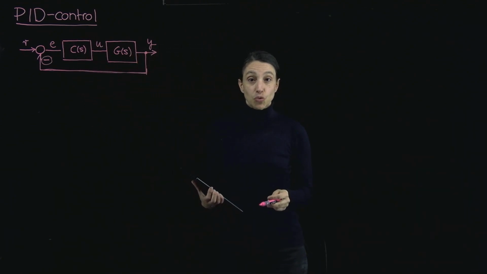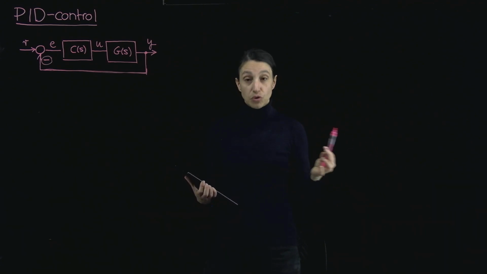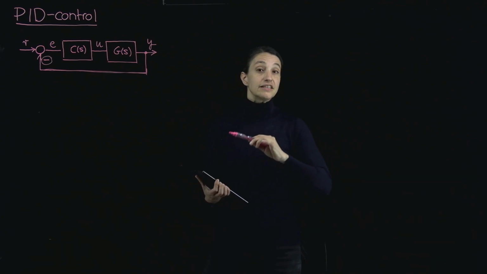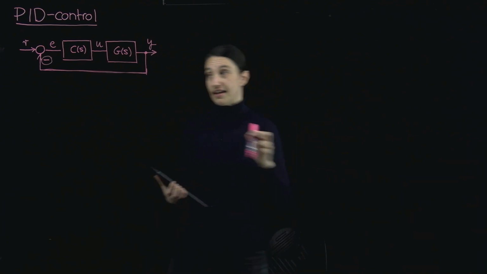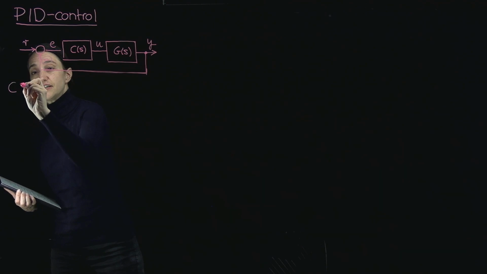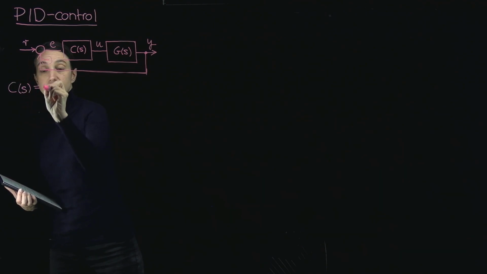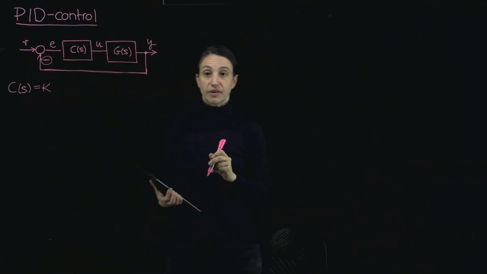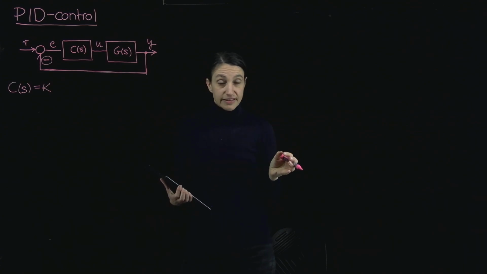And the simplest choice is to choose this as a proportional value. We call it a proportional controller because it is simply a constant K. So we're choosing C of s equals K. There is no dynamics in there. It's just a one-off factor.